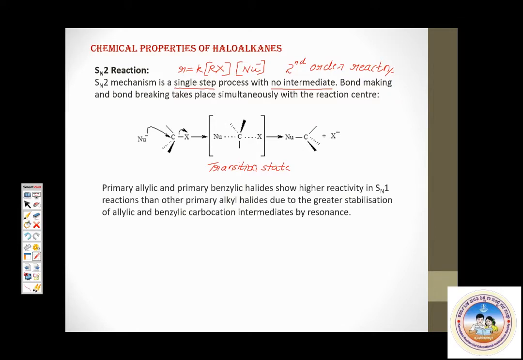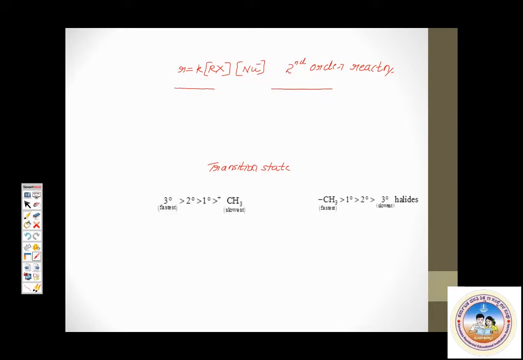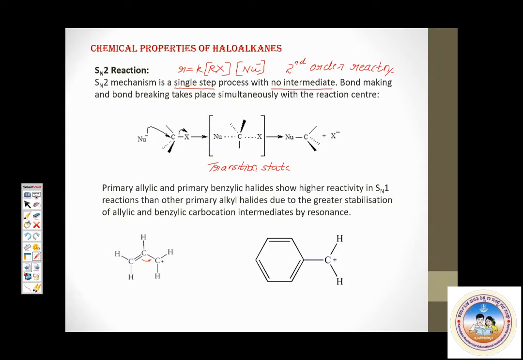Okay. Now, as far as these two mechanisms are concerned, SN1, SN2, there is another important point to be remembered here. Please have a look at these systems. This is allyl system. Allyl halide. It gives rise to allyl carbocation. The one you see on the right is benzyl carbocation.